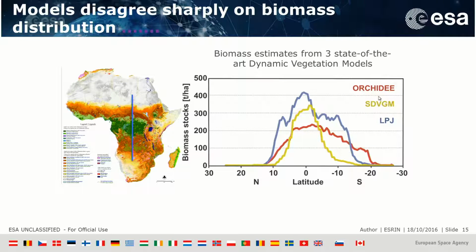How well do the other models do? These are three fairly well-known models. ORCHIDEE is the French one, this is the Sheffield one, and this is the Lund-Potsdam-Jena model. This is latitude along the bottom. This is biomass stocks, tons per hectare. And you'll see, we've gone north to south along this transect through Africa. Well, what you can see straight away, those models do not agree at all about how much biomass there is and where it is and how it's distributed.